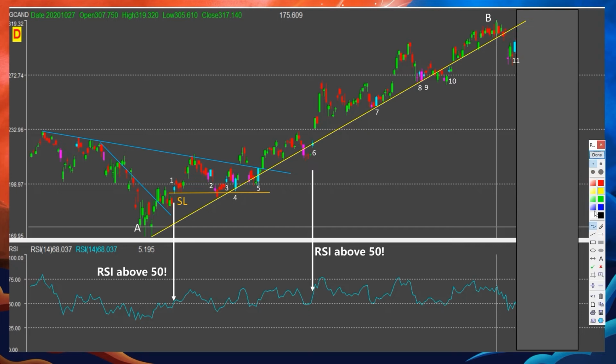Now, for those who are a bit aggressive, you might want to take a testing position again. Always remember, maintain your stop loss at the low of the candlestick, all right? And manage your stop loss. So let's see what happened after that.